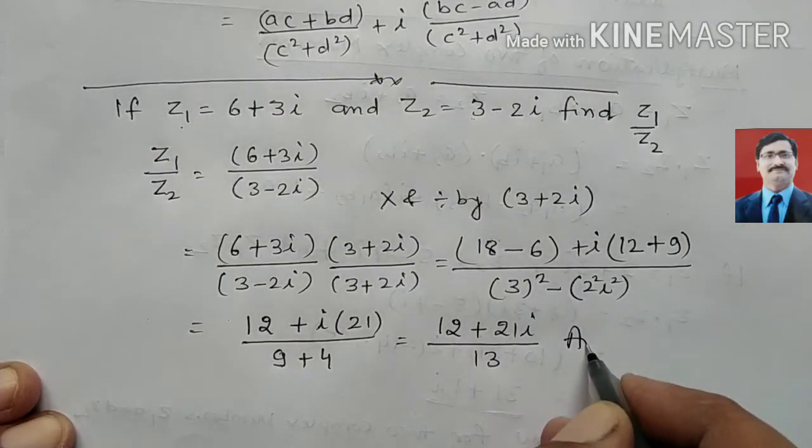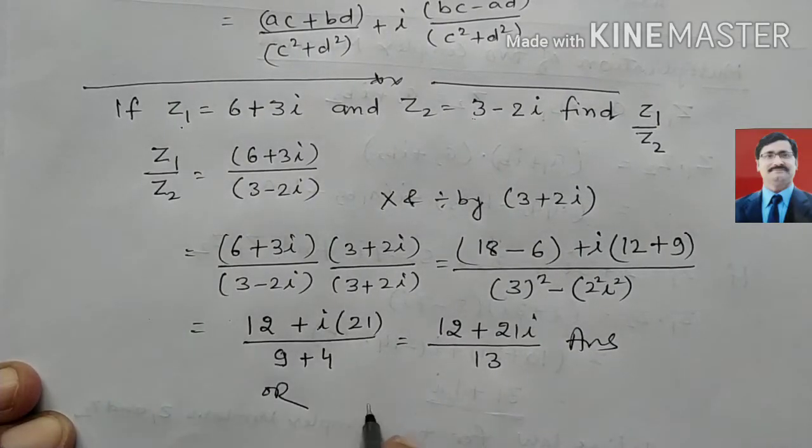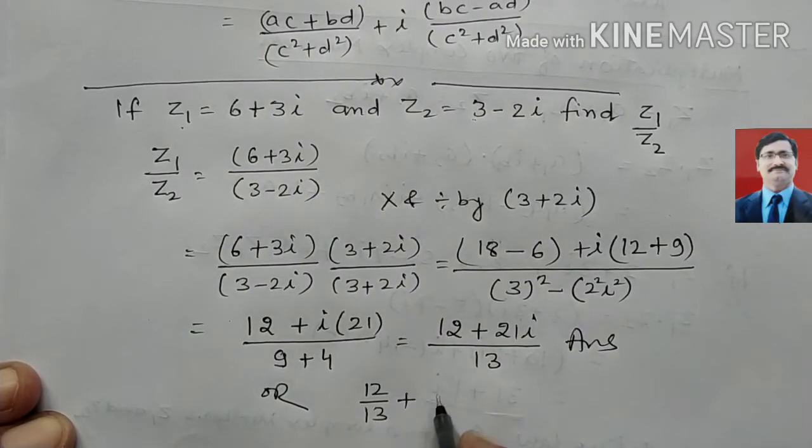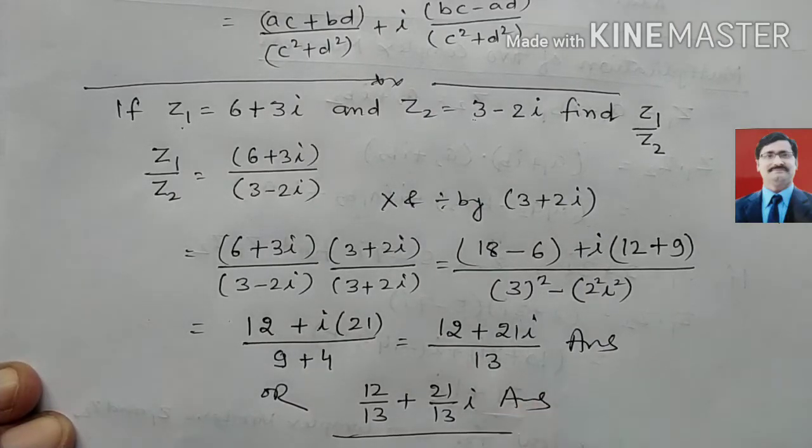This is also the answer, or you can write 12 upon 13 plus 21 upon 13 iota. This is also an answer. You can write any format, both are the same answer.